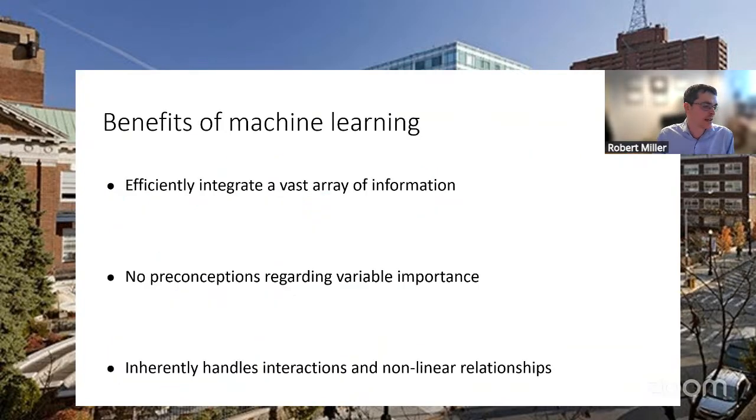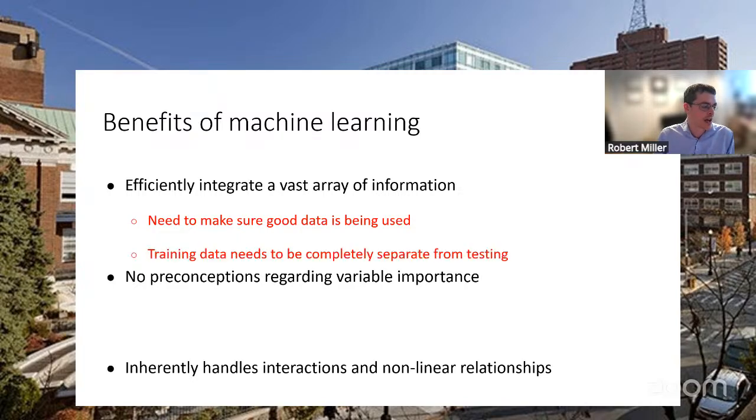So the benefit of machine learning is it uses a lot of information. The trouble is you have to make sure it's good data, or else you end up with a bad prediction or a prediction that doesn't make sense. And the other thing is you have to make sure the training data is totally separate from the testing data, because if you had some mix between the data and you trained it for long enough, it could just learn to memorize the data set.